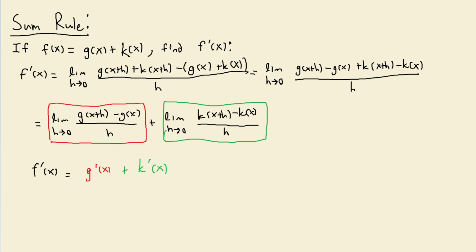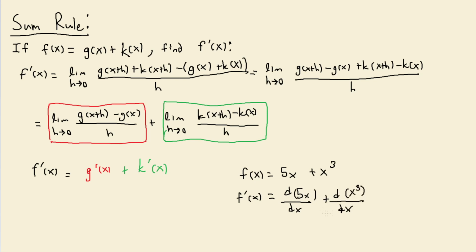And this is excellent news, because this means that if we have some function and we can break it down into a sum of 2 other functions, so for instance, let's say that f of x was equal to 5x plus x cubed, now we know that this f prime of x is just going to equal the derivative of 5x, plus the derivative of x cubed. So that's great news. This is going to make our work a lot easier. Let's press forward a little bit here.